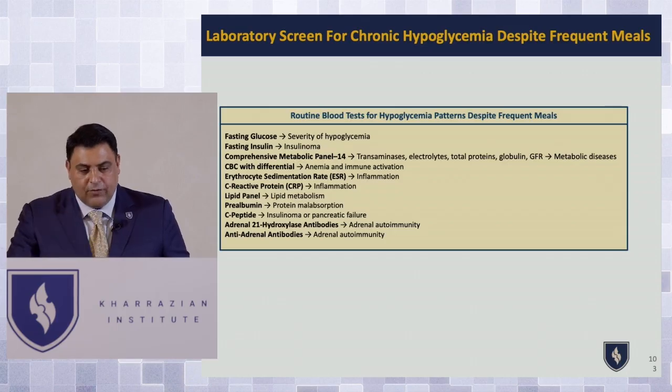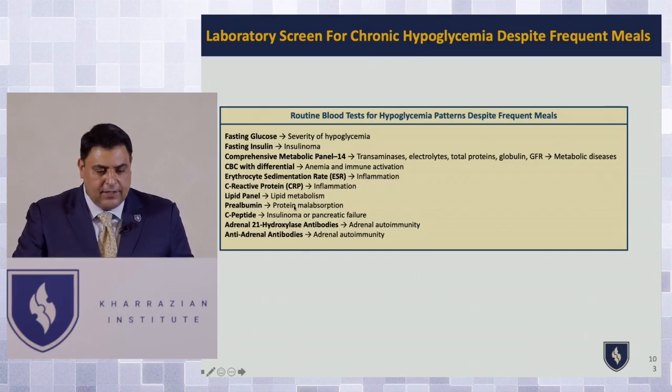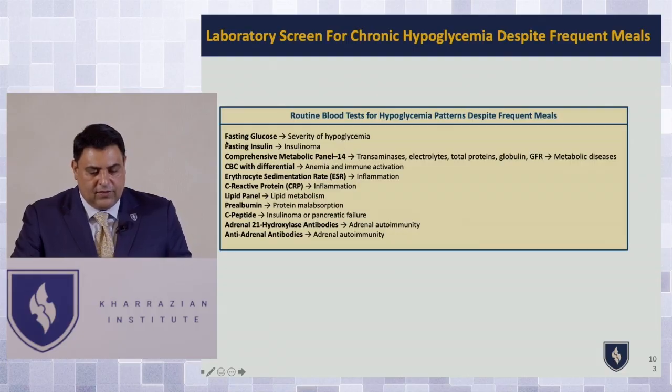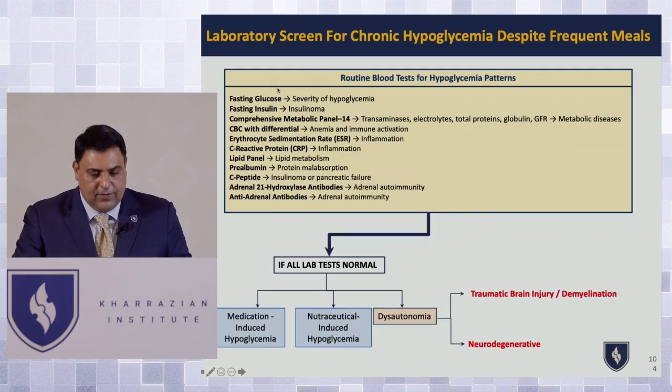Now, when you're looking for laboratory screens for hypoglycemia, you look at fasting glucose, fasting insulin, and do a comprehensive blood chemistry panel. You can even look at things like ESR, C-reactive protein, lipids, albumin, C-peptide. And this is just a list of things to evaluate. You can even look at the adrenal antibodies to see if everything's okay, but these are your diagnostic screens. And if you do these tests and you find no abnormality, all the tests are normal.